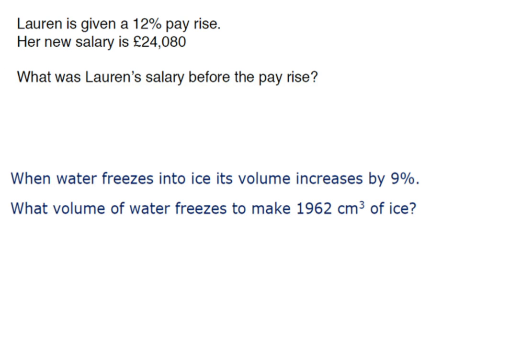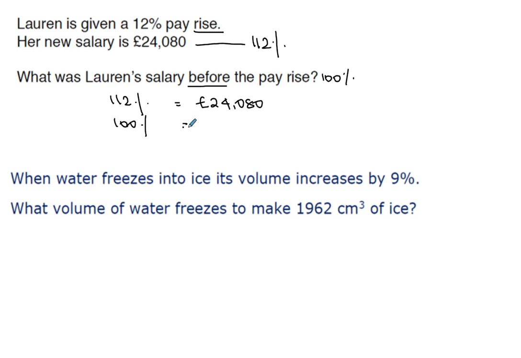Okay, Lauren is given a 12% pay rise. Her new salary is that, so that is my 100 plus my 12%, 112%. What was Lauren's salary before the pay rise? So again, we're looking for the 100%. Okay, so 112% is 24,080. 100% is that divided by that times that. Looks like we're dancing, isn't it? 21,500. Yay, got the 2 marks.